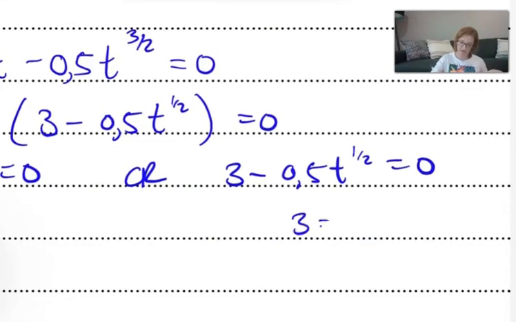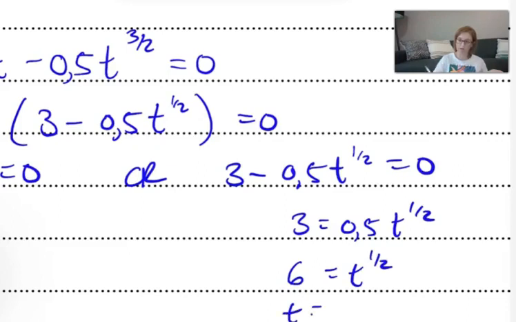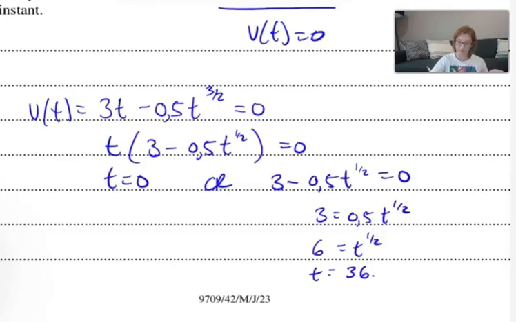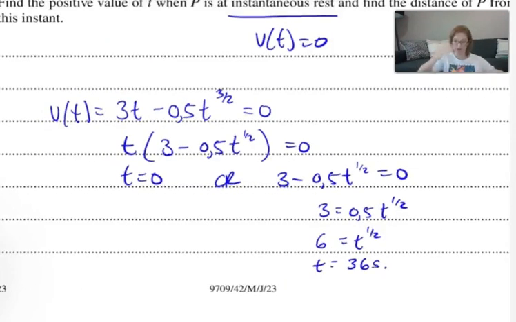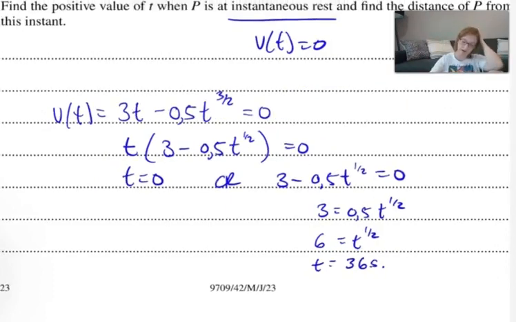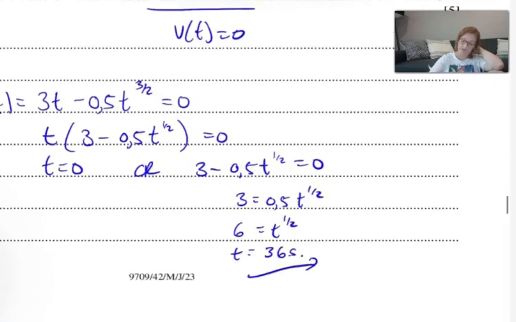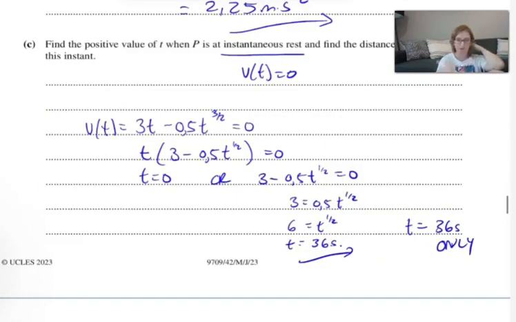So 3 is equal to 0.5 t to the power of a half. So I'm doubling it, 6 is equal to t to the power of a half. And then I'm going to square it. So t is equal to 36. Okay, it's a positive value. So we don't want t is equal to 0, we want t is equal to 36. They said find the positive value. So we can say t is equal to 36 seconds only. It's good to say only because then they know that you've considered it's not 0 but 36.